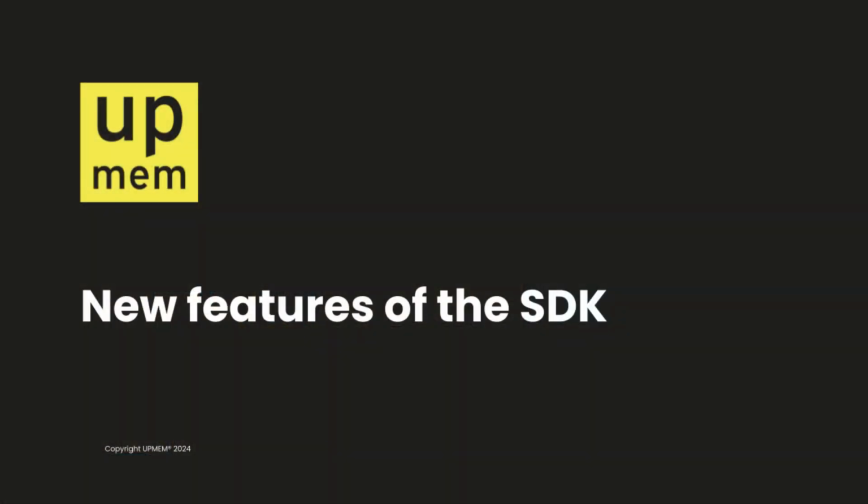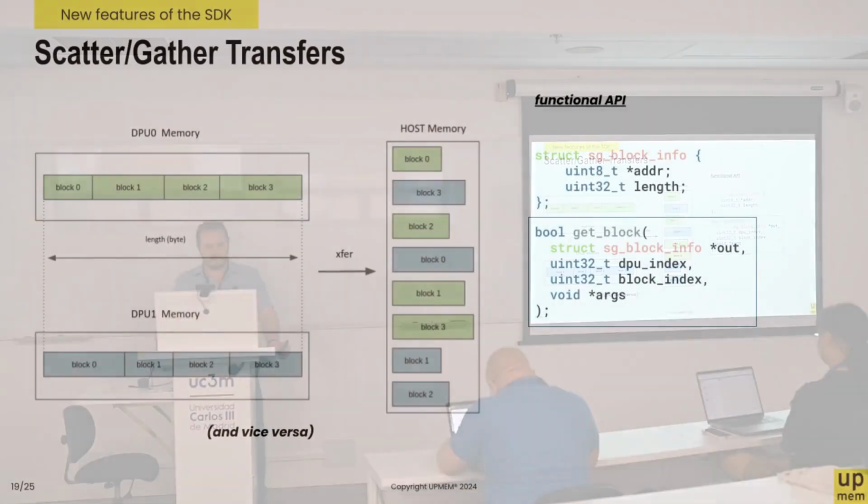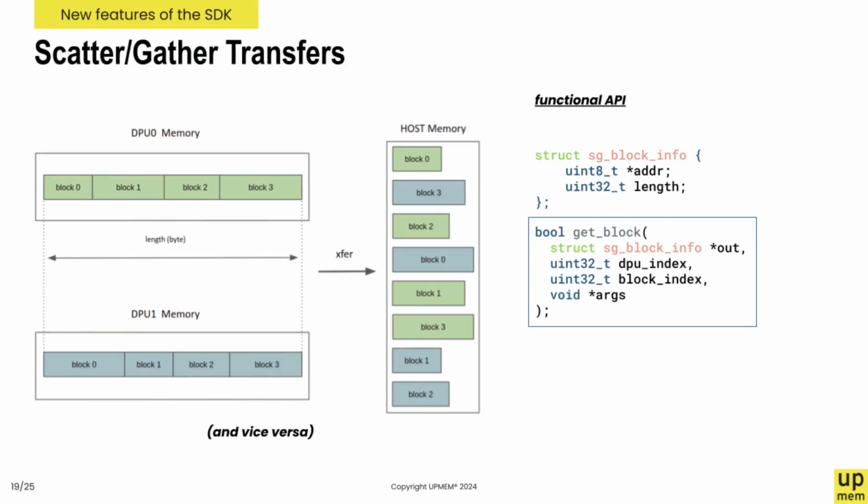So now I want to talk about new stuff. So first one being the scatter-gather transfers. It's not really new. It's been in the SDK for a while now. I don't remember, last year maybe. But we didn't talk about it last year here, so I want to mention it. It's been a pretty important addition to the SDK.